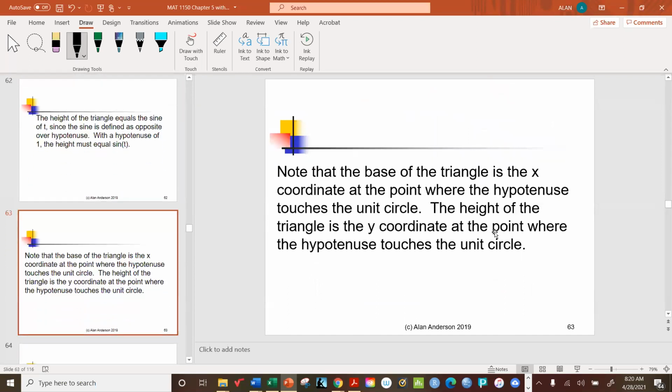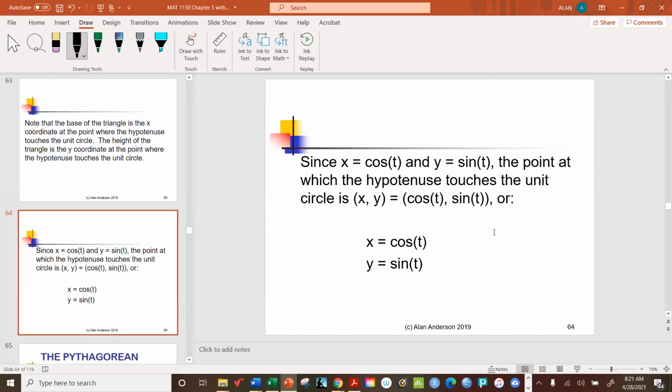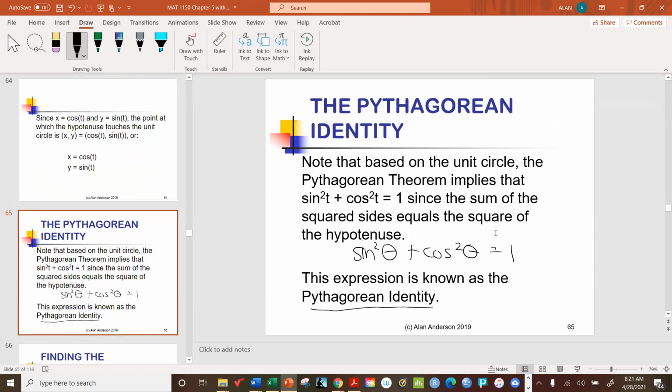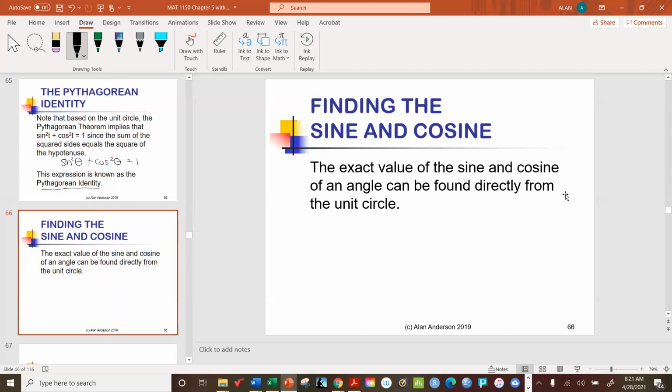So therefore, oh, and yes, of course, this implies the Pythagorean identity, which we mentioned already, of which there's at least 2 more based on this relationship. So therefore, now, this is where it gets interesting. We can find the exact values of the sine and cosine from the unit circle. This is what we're really after.